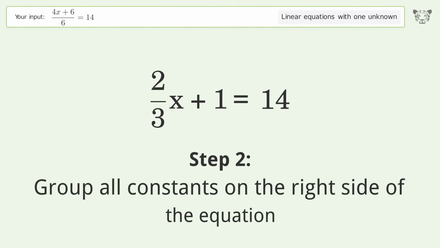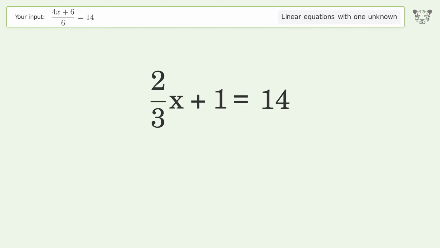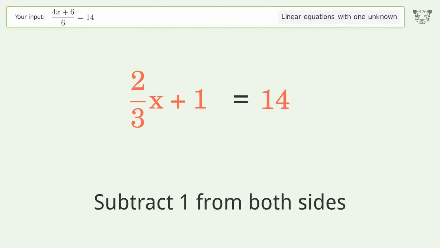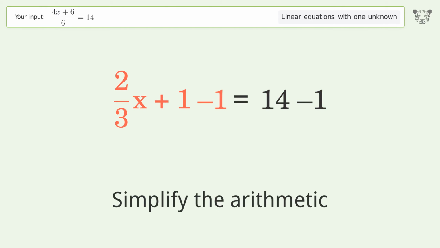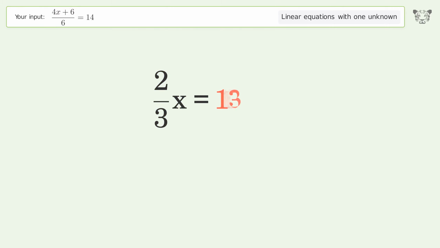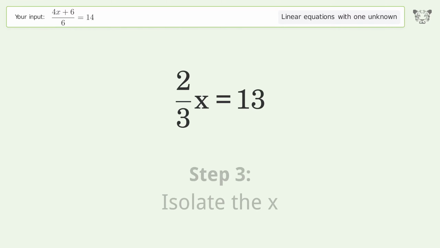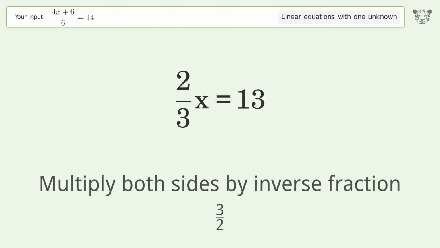Group all constants on the right side of the equation. Subtract 1 from both sides. Simplify the arithmetic. Isolate the x. Multiply both sides by inverse fraction 3/2.